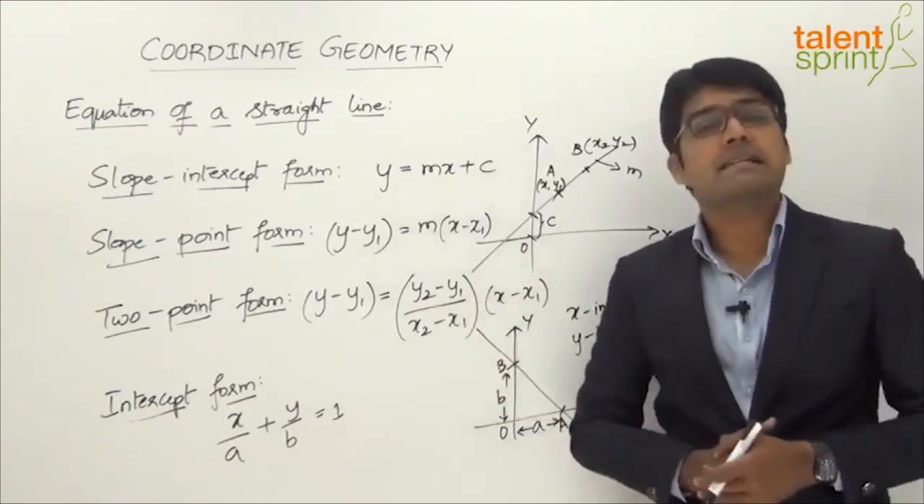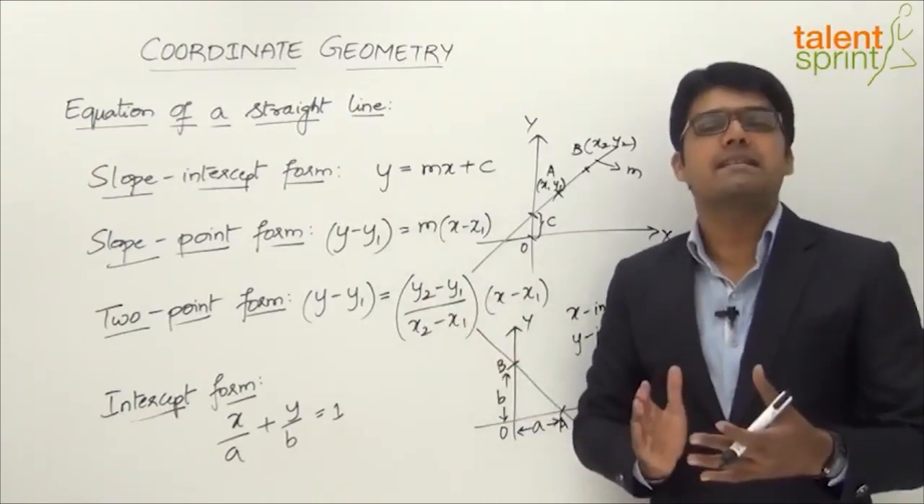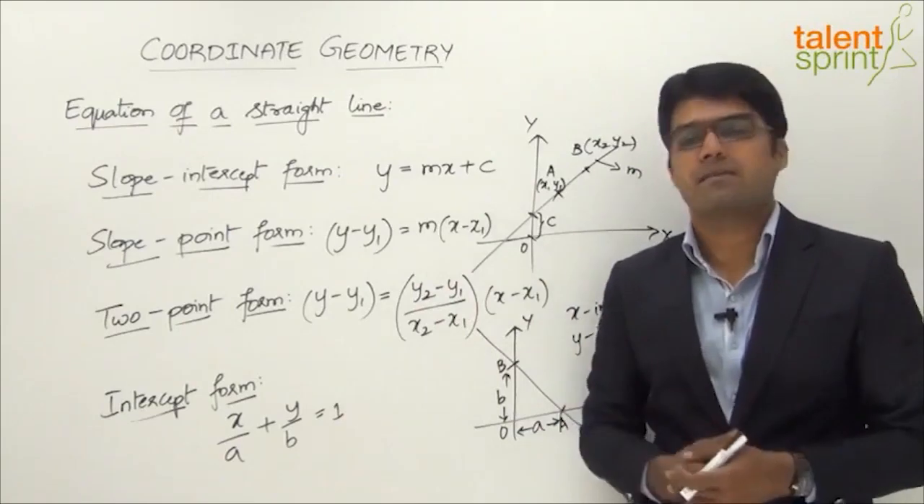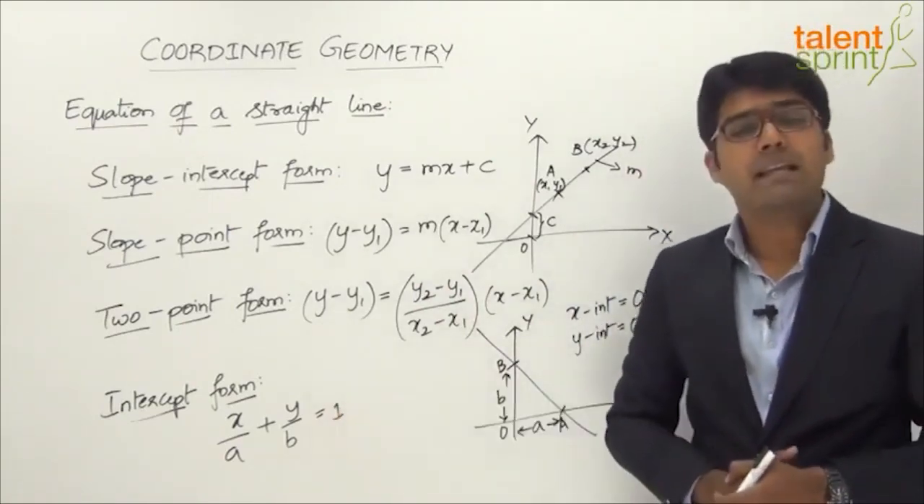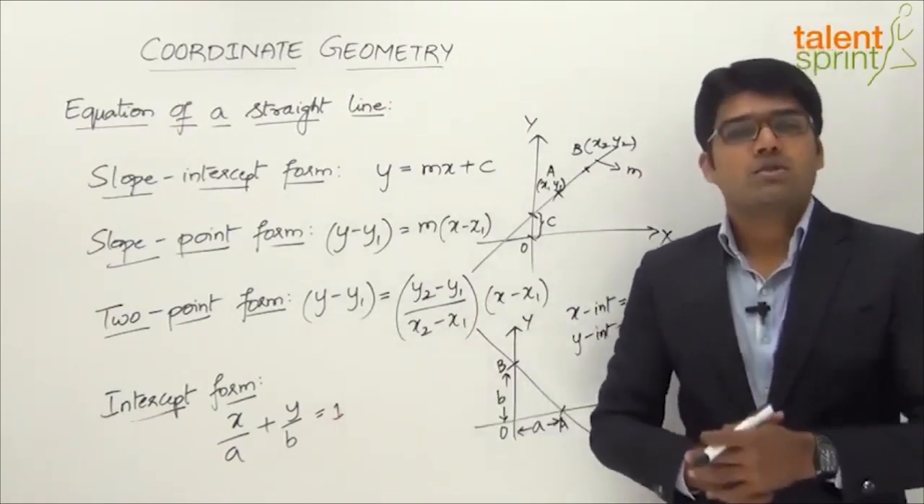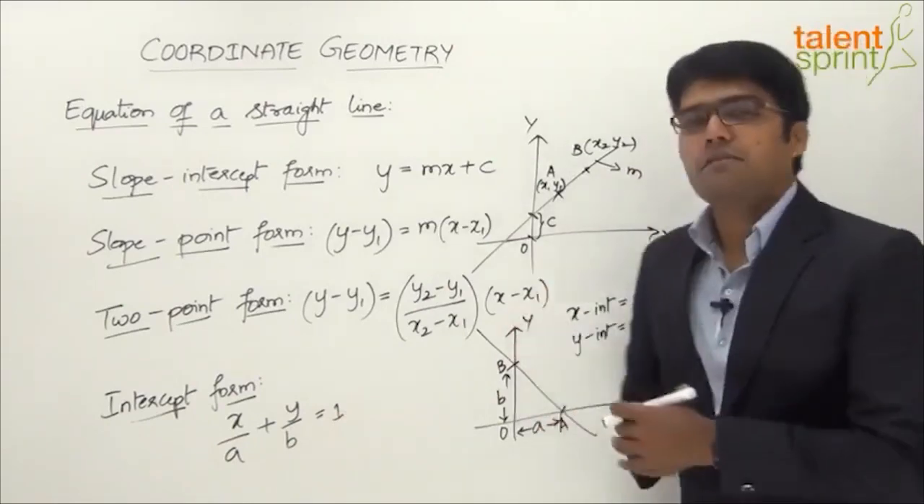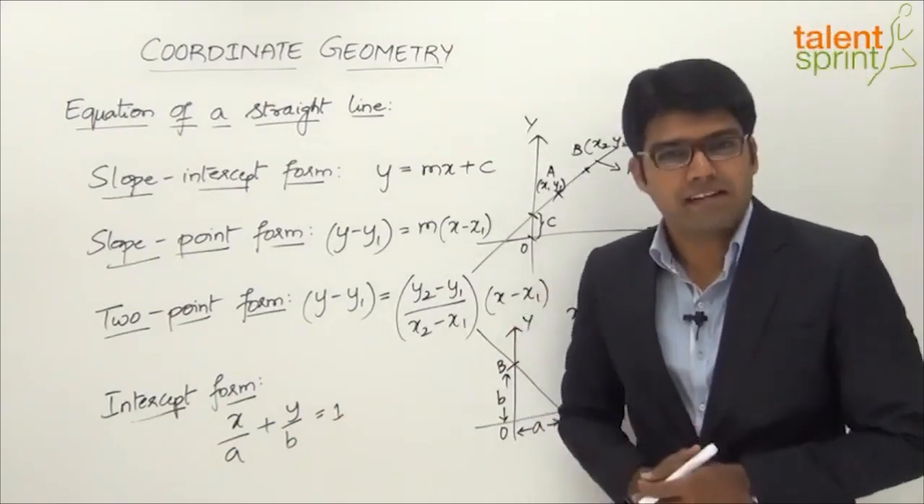And the last one here is intercept form, where both the intercepts are given, the x-intercept and the y-intercept. The equation can be taken as x by A plus y by B equals 1. So these are the different forms of equations of a straight line.